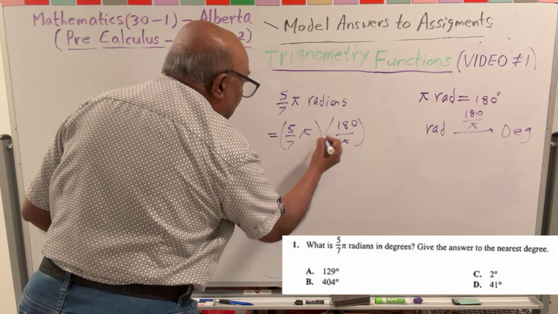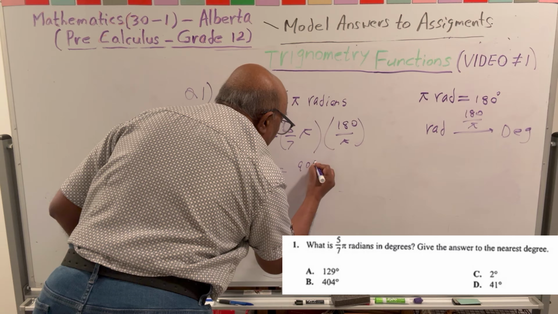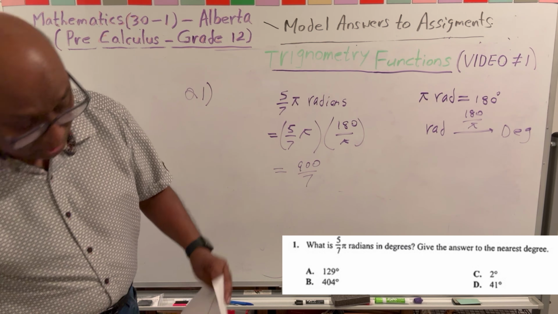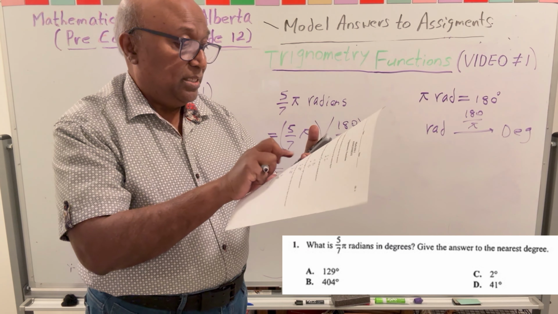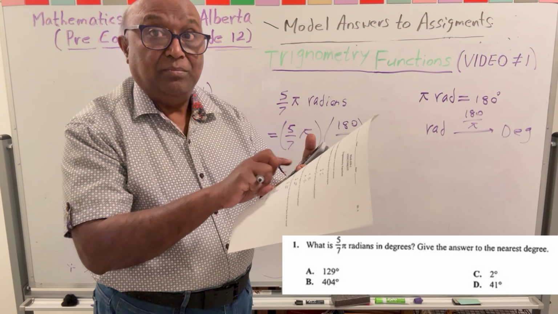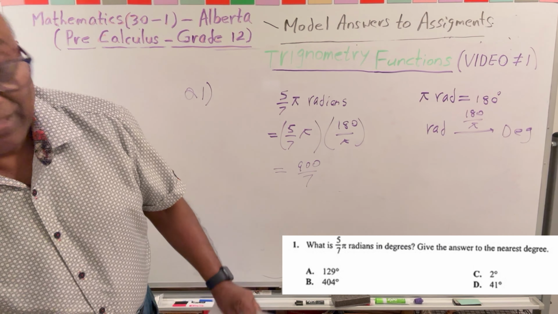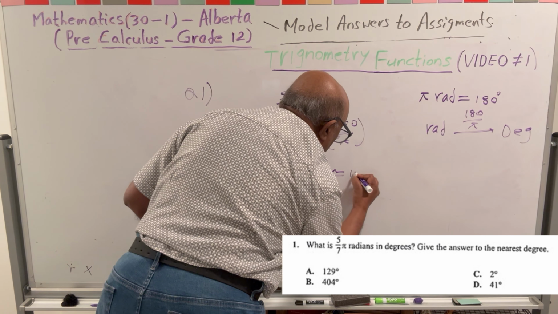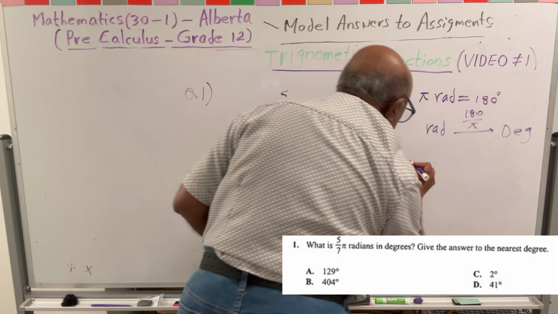What's the answer? That means when you multiply, 180 divided by 7. Let's use the calculator to see the answer. 180 divided by 7 is approximately 26 degrees. Then the answer is A. Answer is A.